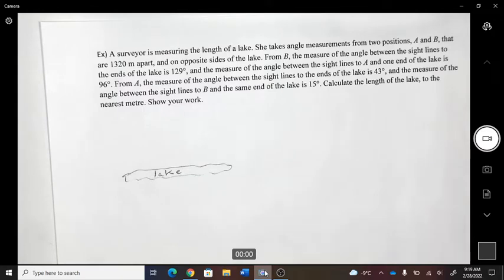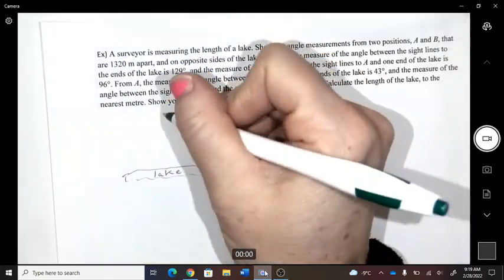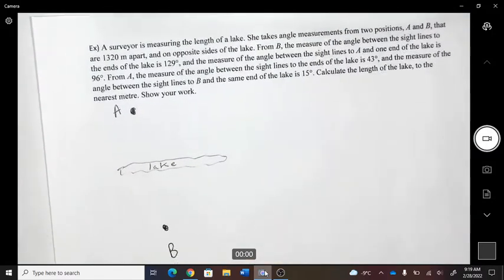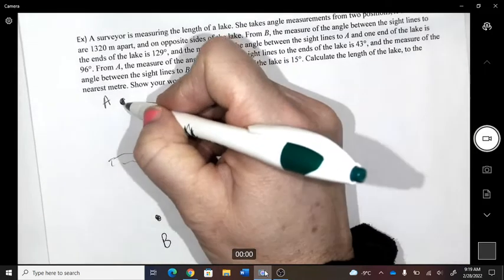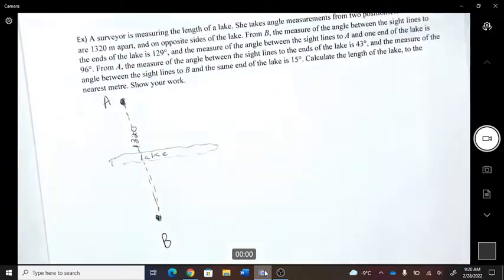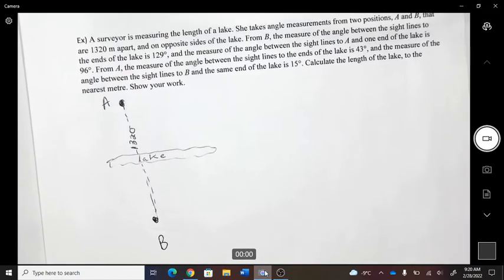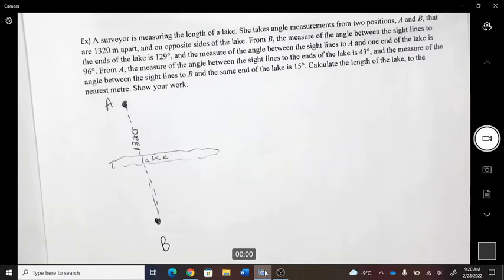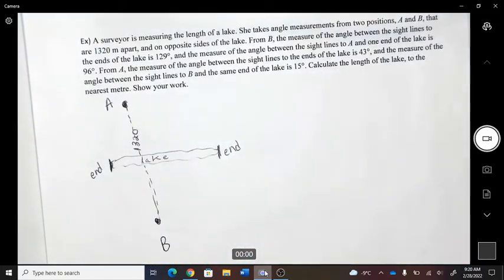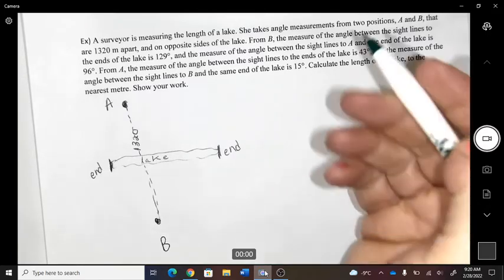And the surveyor takes angle measures from 2 points A and B on opposite sides of the lake, and these points are 1320 apart from each other. Okay, there's the two ends of the lake. Okay, here we go. There's the directions.